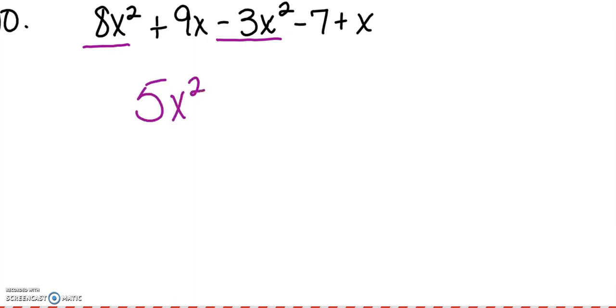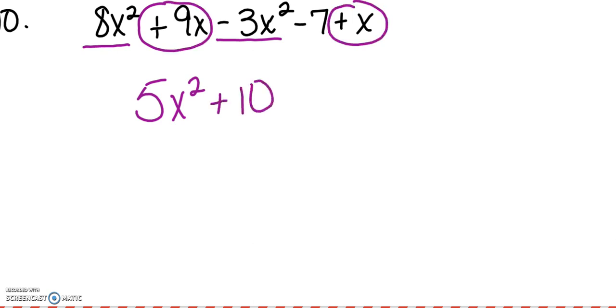Now let's do the x's. So we have a positive 9x, a positive 1x. Those are combined to be positive 10x. And the last guy doesn't have anybody to combine with, so he's just going to stay negative 7.